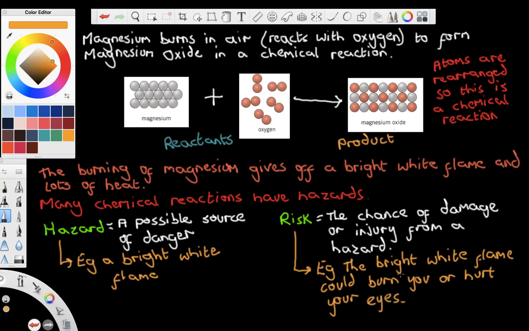So magnesium burns in air, it reacts with oxygen to form magnesium oxide in a chemical reaction. We can show that with the word equation magnesium plus oxygen, arrow magnesium oxide. The reactants are magnesium and oxygen, the product is magnesium oxide. The burning of magnesium gives off a bright white flame and lots of heat. Many chemical reactions have hazards. A hazard is a possible source of danger, such as the bright white flame, and a risk is the chance of damaging something or hurting yourself due to the hazard. For example, the bright white flame could burn you or hurt your eyes.